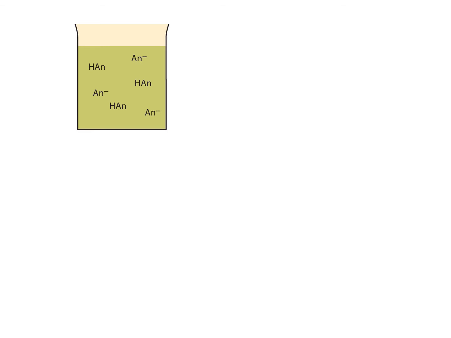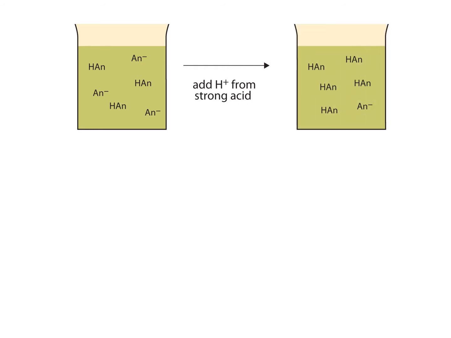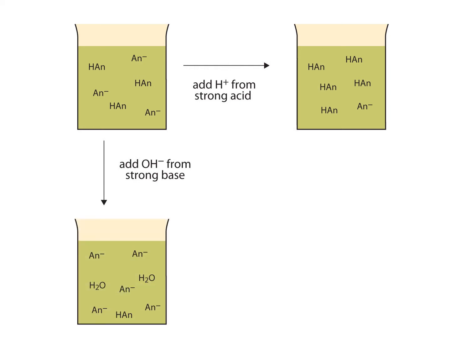So here's an example of a buffer solution. We have the weak acid, which is the HA, with the anions that are just the A negative. If we add hydrogen from an acid, remember hydrogen will react with the base, so that will react with the anion part to produce more of that parent acid. But it still neutralizes it. It still didn't use up all of the base. So that's how this can act as a buffer system. Whereas if we add hydroxide from the strong base, it will react with the acid, the HA, and produce more of the anions and water.